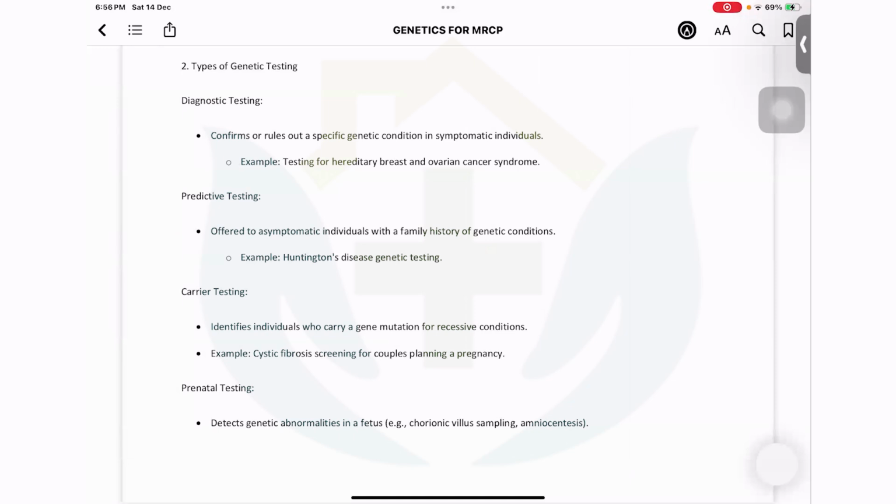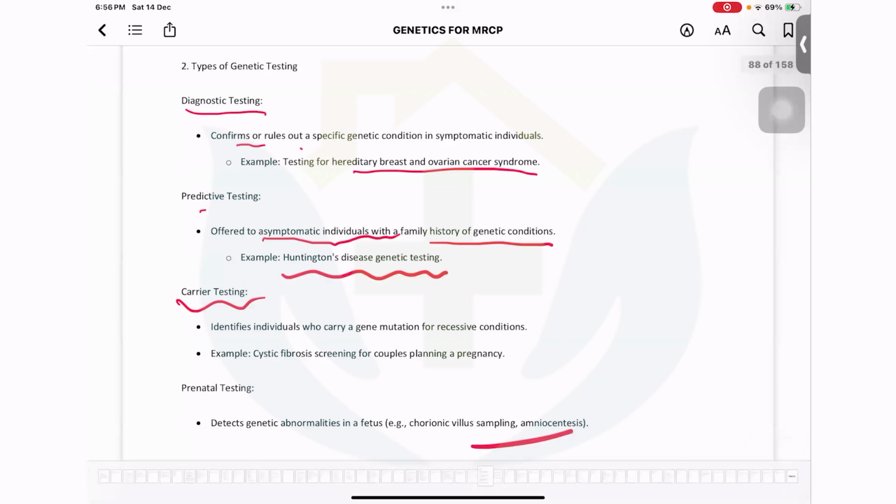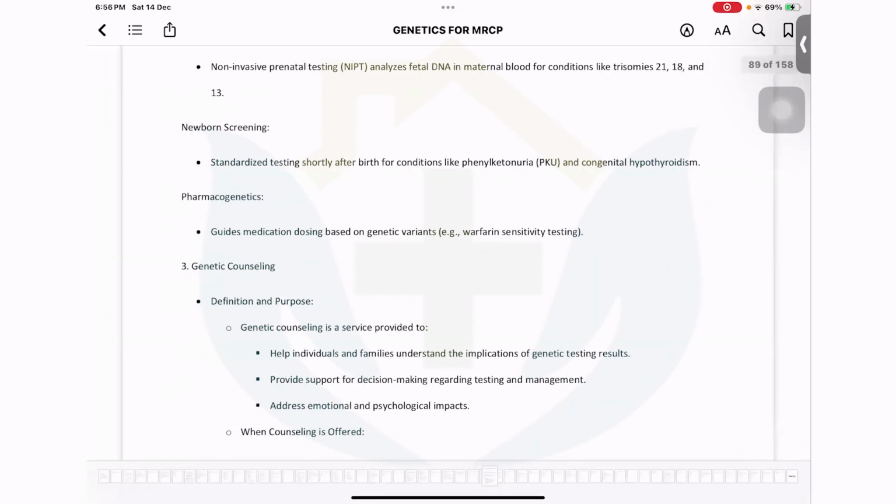So types of genetic testing. So one is diagnostic testing, which confirms or rules out specific genetic condition. For example, we do a BRCA1/2. Predictive testing offered to asymptomatic individuals with family history of genetic condition, for example, Huntington's disease. Carrier testing, for example, thalassemia, cystic fibrosis, hemophilia. Prenatal testing, we've already done that. Chorionic villus sampling and all, and non-invasive prenatal testing.